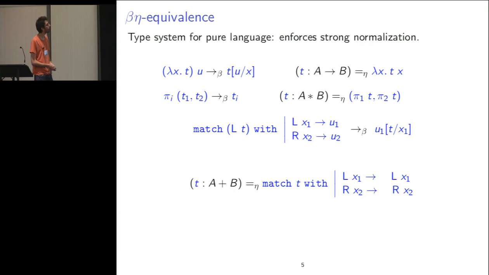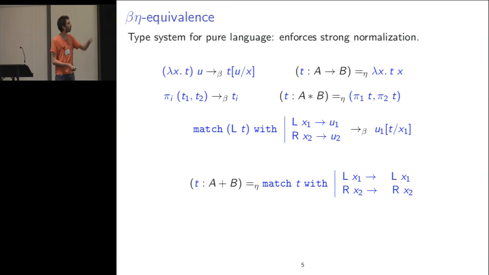And for sums, so here is my syntax for sums, the beta reduction tells you that if you match and you know which side it is, because there is a head constructor, you know which branch to take in the pattern matching. Of course, there is also the case for right, it is identical.